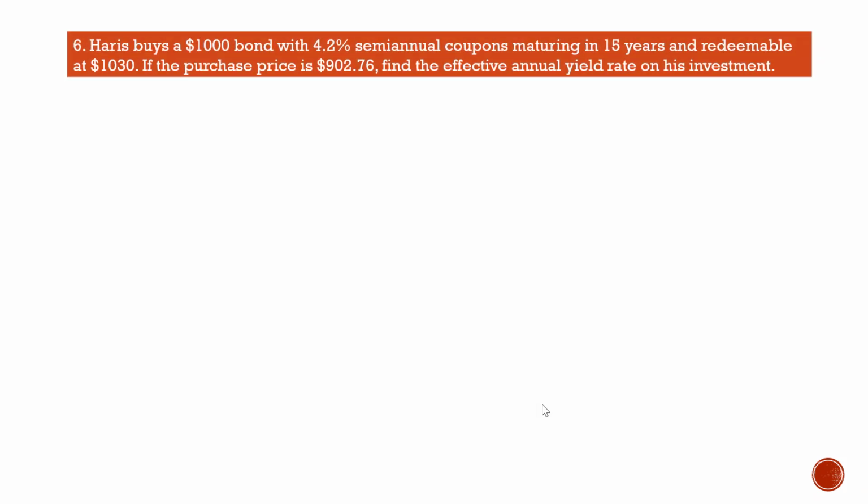Problem six. Horace buys a $1,000 bond with 4.2% semi-annual coupons maturing in 15 years and redeemable at 1030. If the purchase price is 902.76, find the effective annual yield rate on his investment.